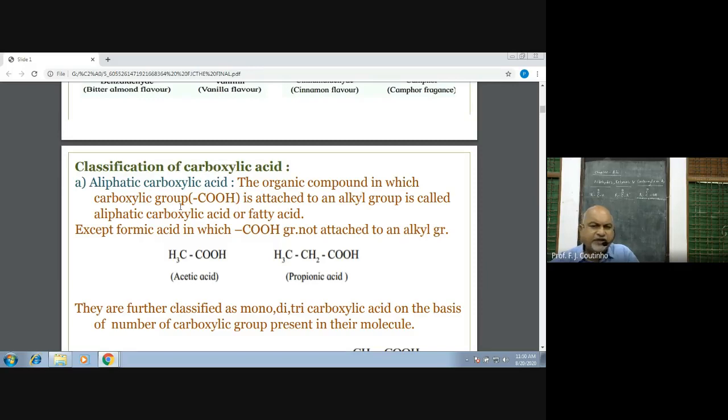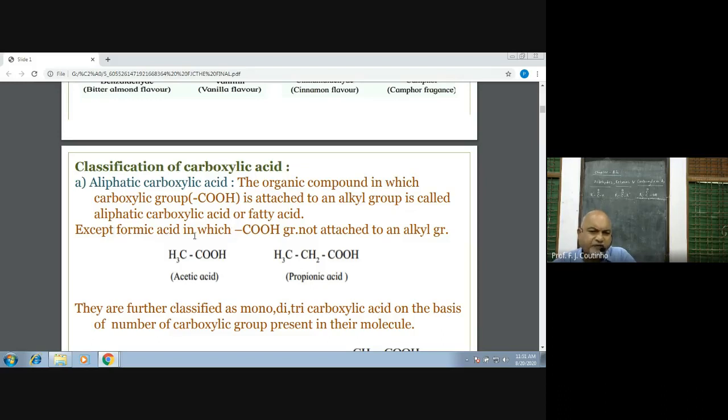The organic compound in which the carboxylic group, that is COOH, is attached to an alkyl group is called aliphatic carboxylic acid, or also called fatty acids. I'll explain what fatty acids are. Except formic acid, in which there is only hydrogen here. So in case of formic acid, at the R position, hydrogen is linked.